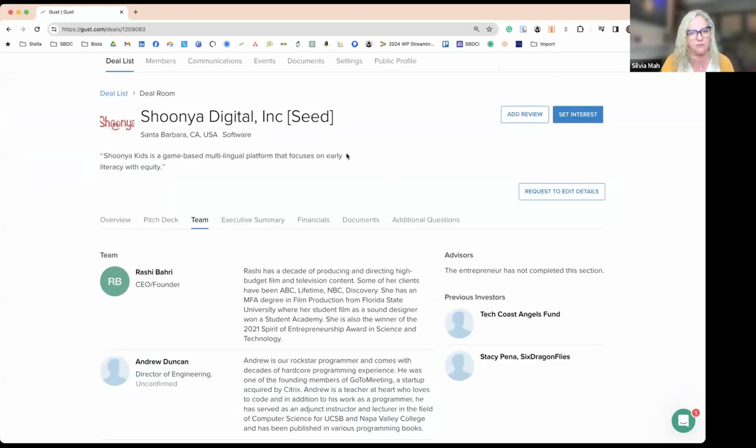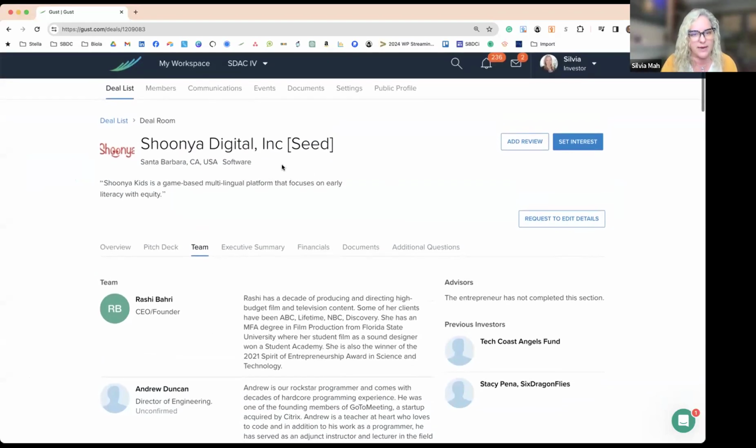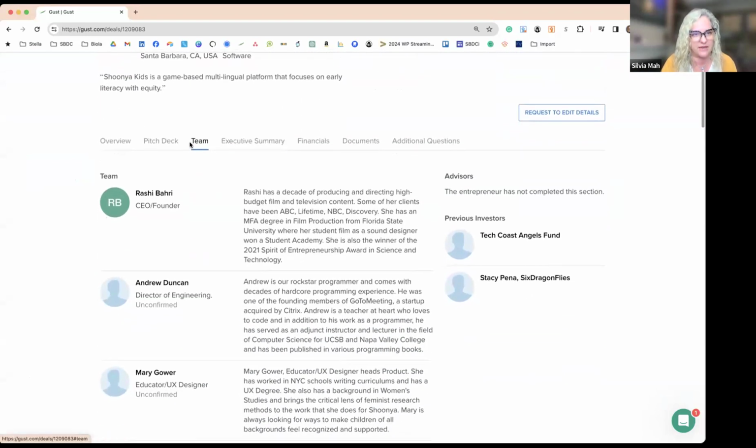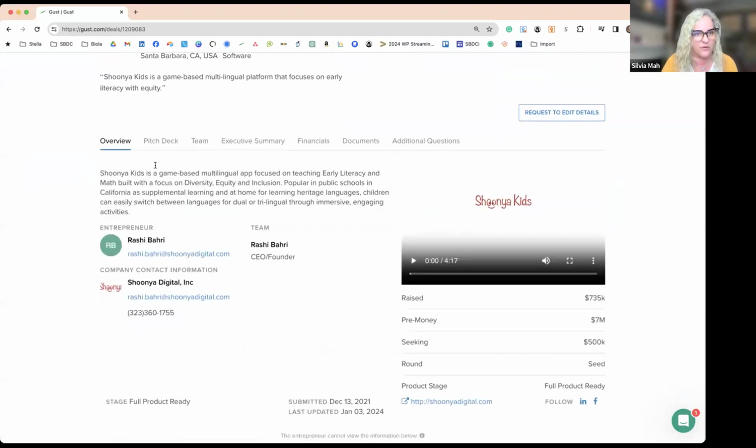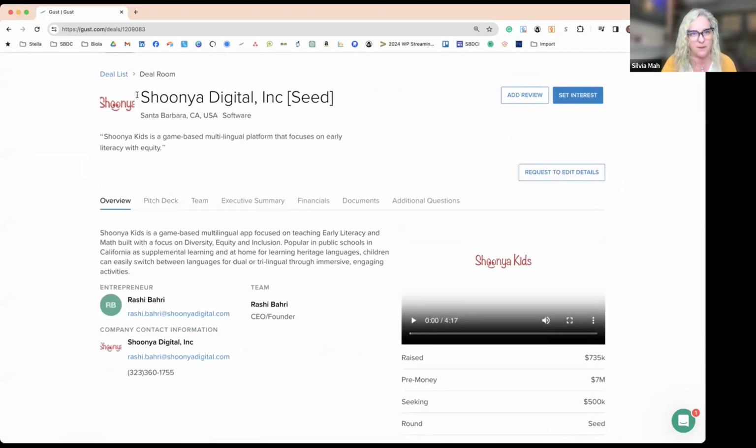So this was a company, Shunya, that was a couple of years ago. Let's go back to the overview here. Great overview, right? So company name, Shunya Digital. It's a seed stage company. Here, Shunya Kids is a game-based multilingual platform that focuses on early literacy with equity. So that's a little bit wordier.